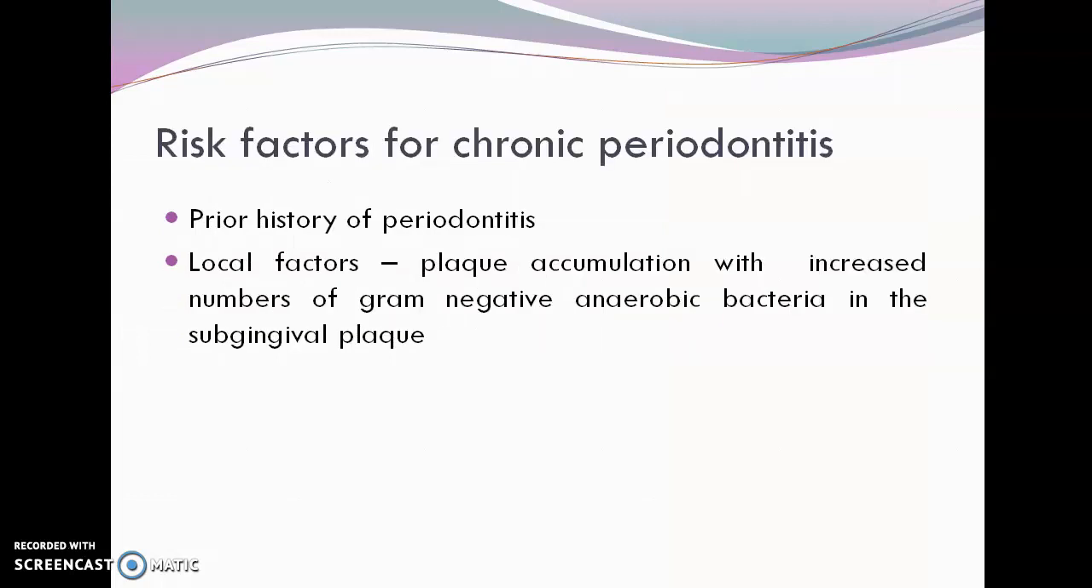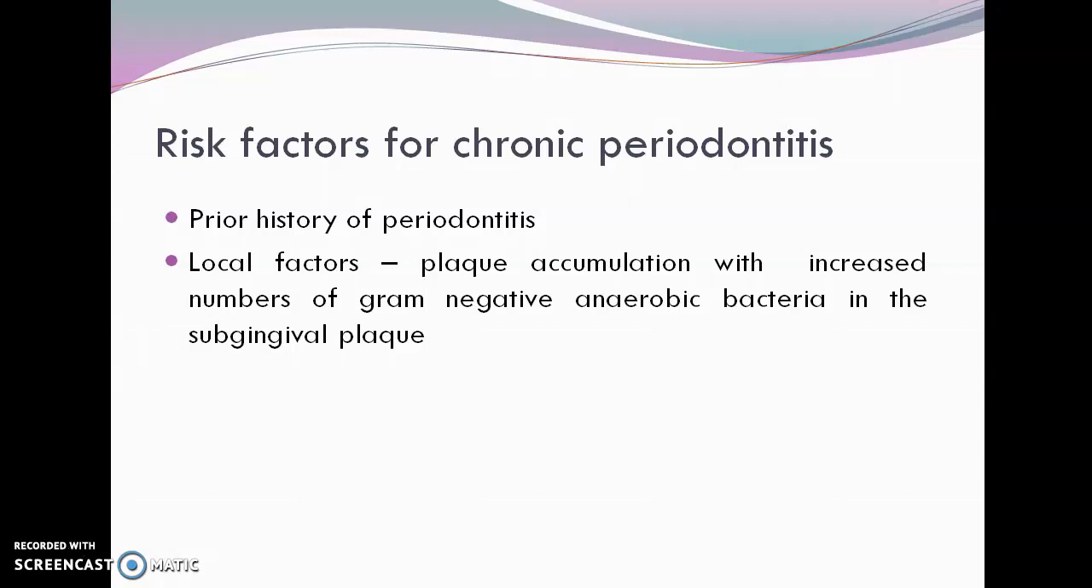Then coming to the risk factors for chronic periodontitis. The first risk factor is a prior history of periodontitis. And the local factors are plaque accumulation, which can result in an increased amount of gram-negative anaerobic bacteria in the subgingival plaque and can result in chronic periodontitis.